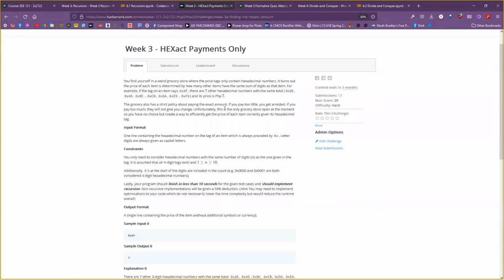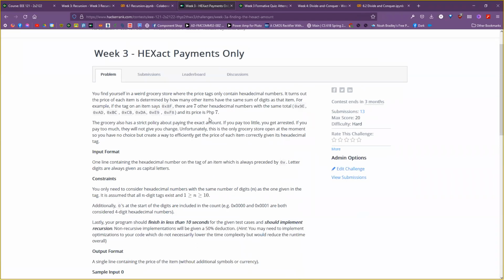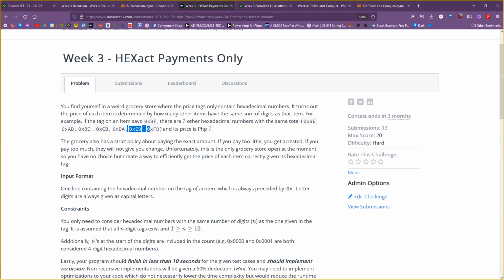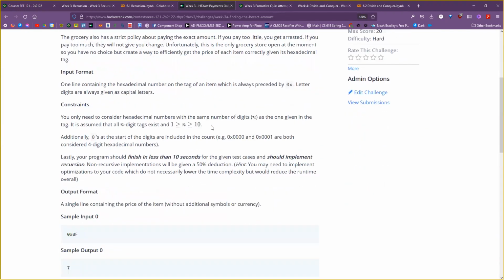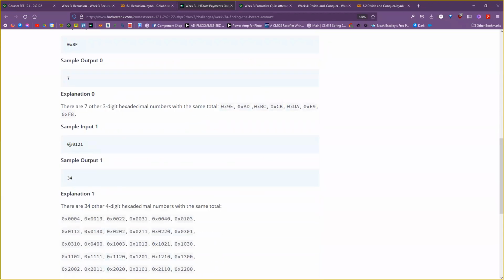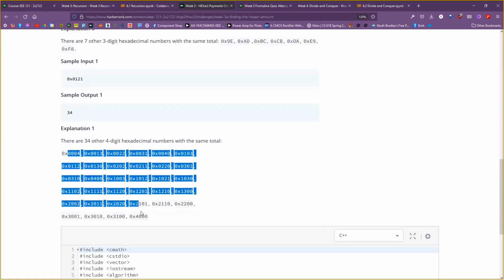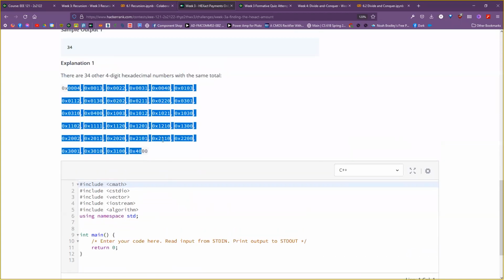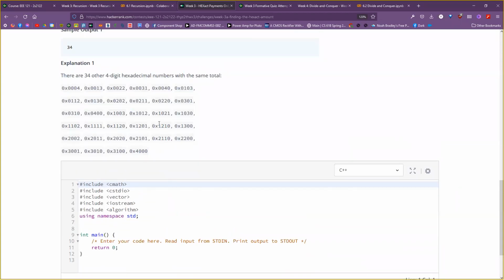So ayun, essentially ang gusto lang mangyari dito is mabilang nyo lahat ng same total na hexadecimal number doon sa tag na binigay doon sa item. So for example, yung tag nakalagay is 8F. Meron tayong 7 hexadecimal numbers with the same total. So yung price niya is 7 pesos. And basically yun, for any other input, kailangan nyo lang i-count lahat ng hexadecimal numbers na same total.